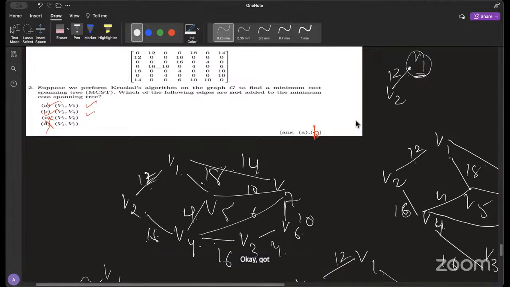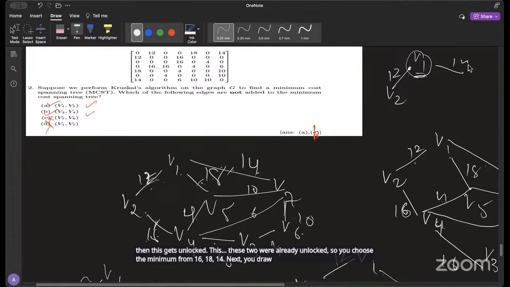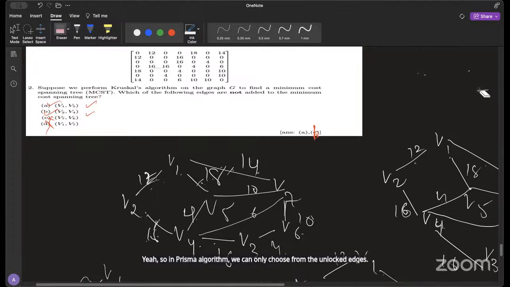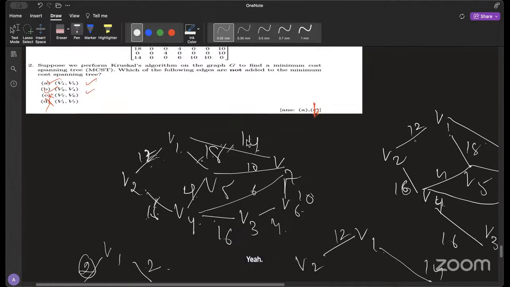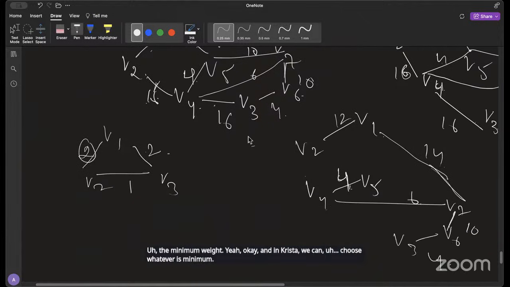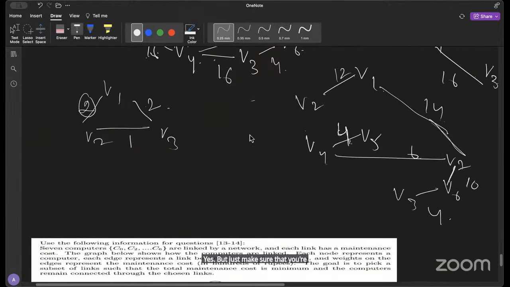Okay, got it, ma'am. Then you choose the minimum from this one. Then this gets unlocked. These two are already unlocked. So you choose the minimum from 16, 18, 14. Next you draw this one. So in Prim's algorithm, we can only choose from the minimum of the unlocked edges. And in Kruskal's, we can choose whatever is minimum, but just make sure that there's no cycle.